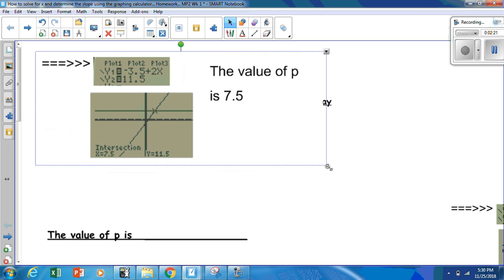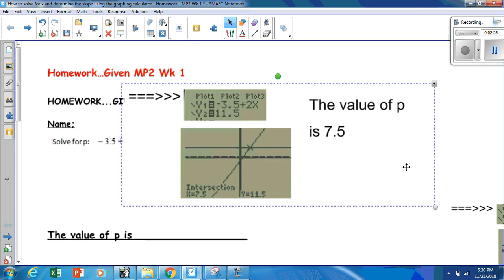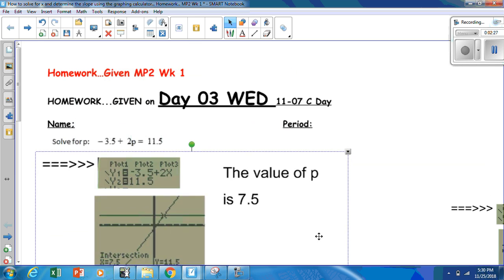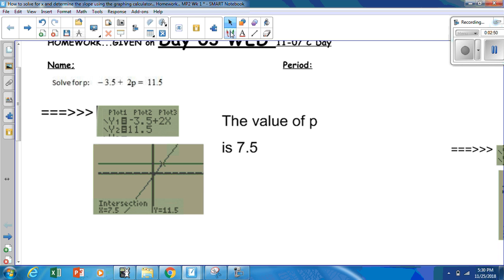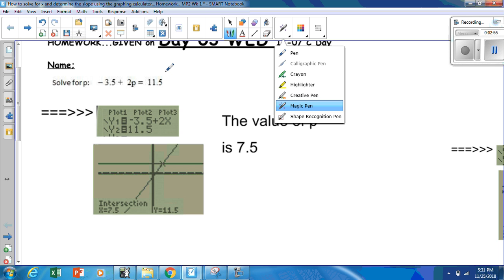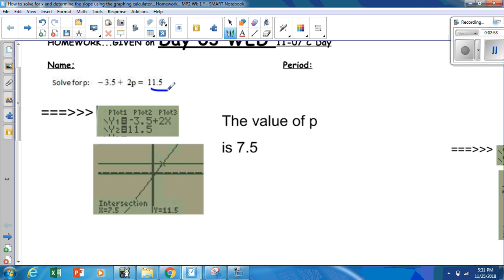Okay, so if I set y1 equal to negative 3.5 plus 2x. Notice, no matter what the variable is, in my graphing calculator I'm going to exchange everything for the x value, even though it's p. In my right side, I am going to set that equal to y2, 11 minus 5. So that's what we have here.